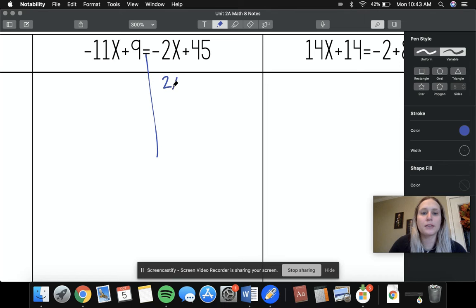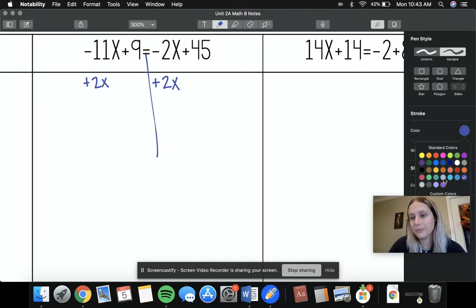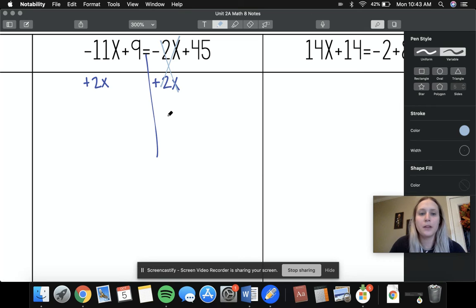A positive 2x. And again, when I say positive, I'm going to show positive by adding, because that's really what I'm doing. And then I'm going to write that on the other side, and I'm going to be very intentional and put it on top of this other x. Okay, we have negative 2x with a positive 2x, which makes it 0. And then we're just left with 45 on the right-hand side. Over here, we had a negative 11x, but we're adding 2 x's to that, and we would get negative 9x. And then I'm going to drop that plus 9.